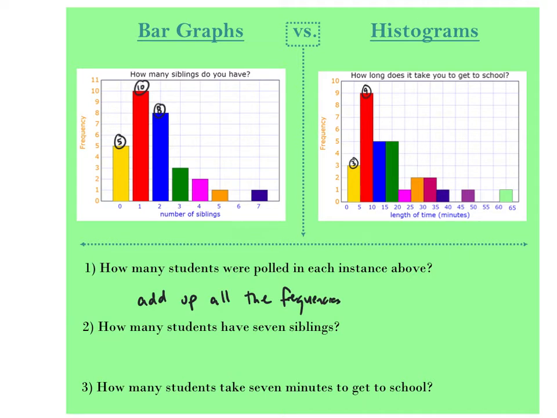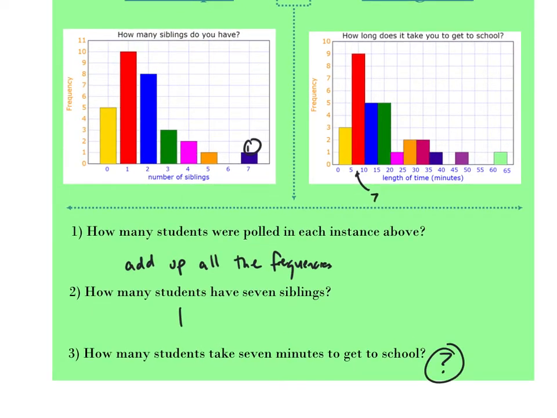Okay, how many students have 7 siblings? So we could take a look over here on the left. And the number of students that have 7 siblings would be 1. That's just the height of that particular bar, and that's pretty easy to see. Now, if we look at how many students take 7 minutes to get to school, that's completely unknown because, as I mentioned, when you're looking at these bars, for example, 7 falls in this red bar. It is not clear how many of those 9 people it takes 7 minutes to get to school. And so this is a big question mark, and it's one of the downsides of a bar graph or histogram.